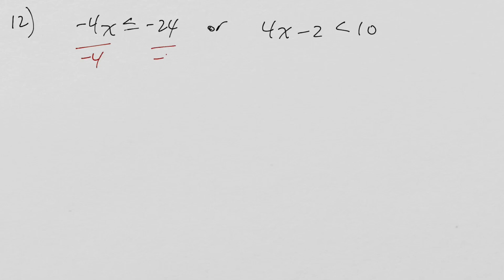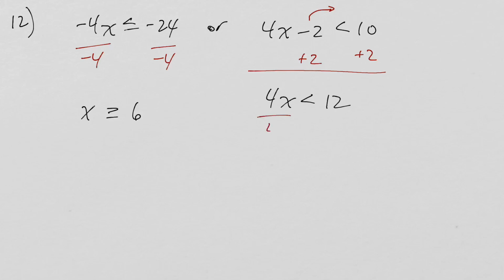Okay, finally, number 12, we have negative 4x is less than or equal to negative 24, or 4x minus 2 is less than 10. So in the first problem, we're going to divide by negative 4. Remember, because we're dividing by a negative, the inequality flips directions, and we get x is greater than or equal to positive 6. On the second one, we're going to move the 2 to the other side by adding it, and we'll get 4x is less than 12, and then we'll divide by 4, and we'll get x is less than 3.